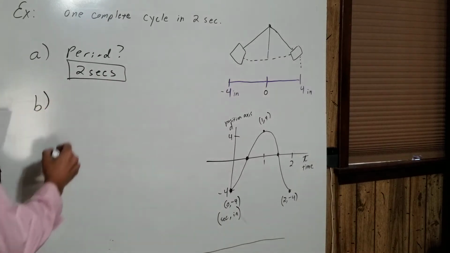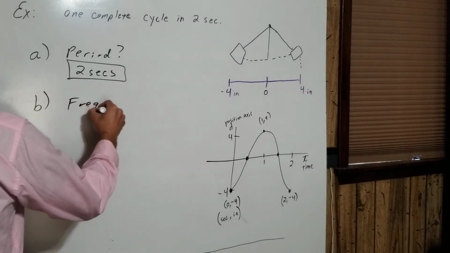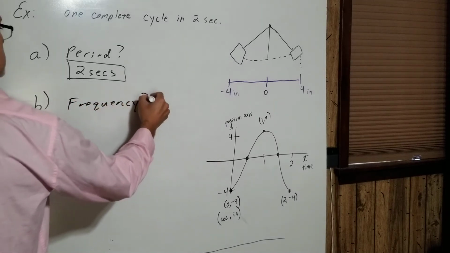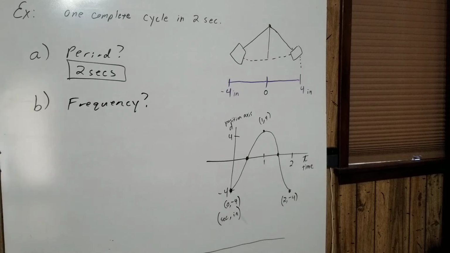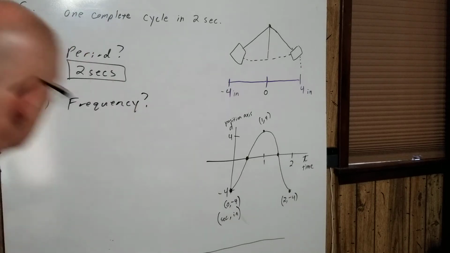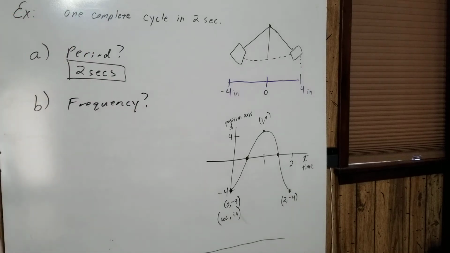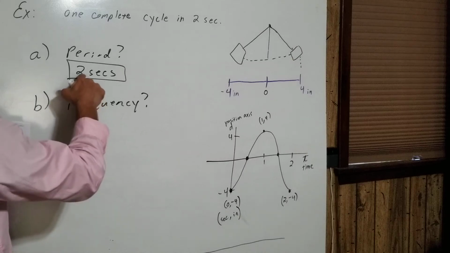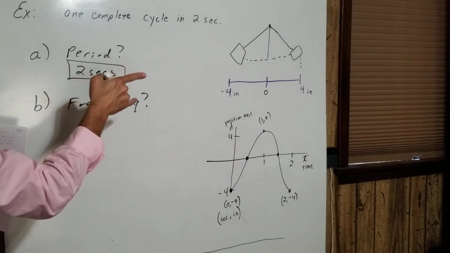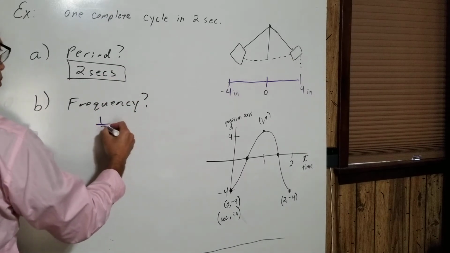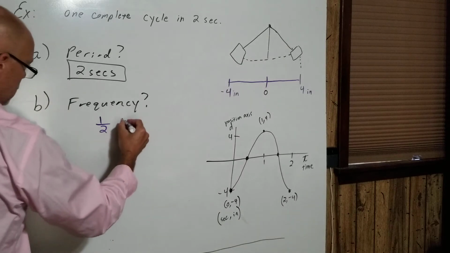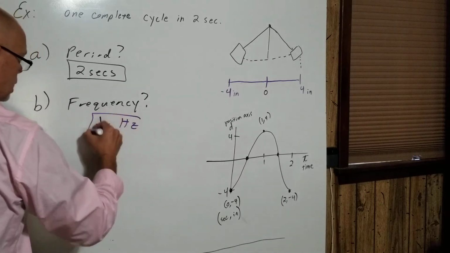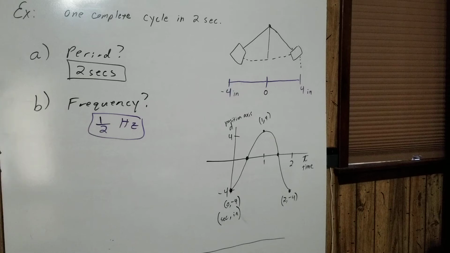How about part B? What is the frequency? Actually, let me start writing with a different color. What is the frequency? Isn't the frequency 1 over, or the reciprocal of, the period? So 2 is 2 over 1. If we reciprocate that, we get 1 over 2. And what's my unit? They told me at the beginning the unit is hertz for the frequency.